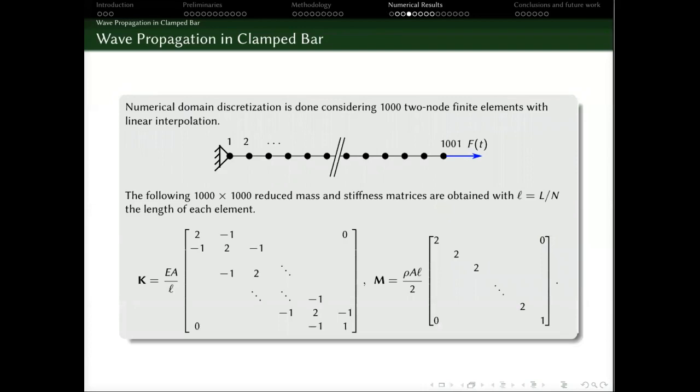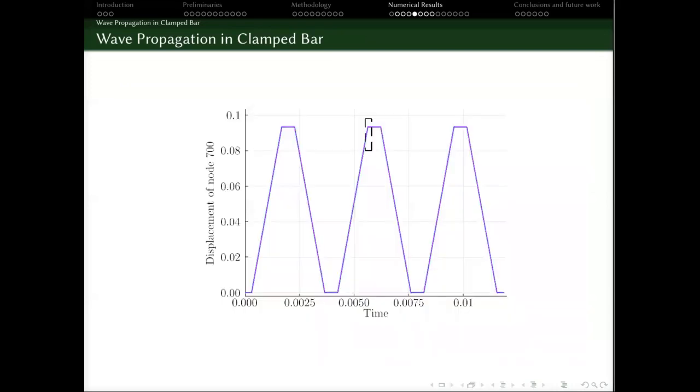The domain is discretized using 1000 elements, and we obtain these reduced stiffness and mass matrices. No damping matrix is considered in this case. The nodes are numbered from left to right. The displacements obtained for node 700 are shown here, and we can see the peaks, which show the time when the wave is passing through the node.